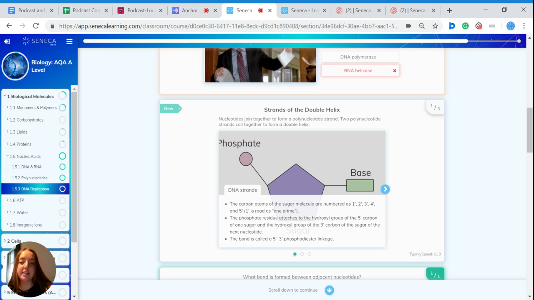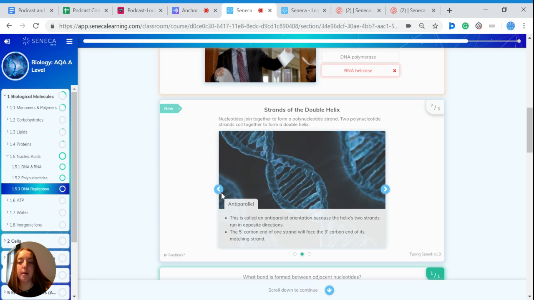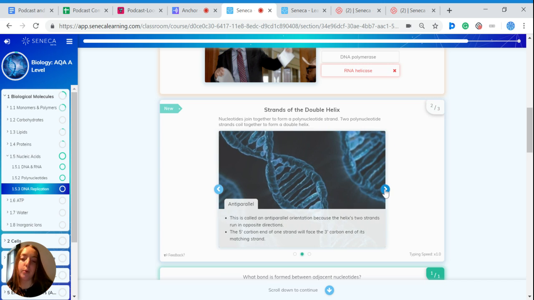The phosphate residue attaches to the hydroxyl group of the 5' carbon of one sugar and the hydroxyl group of the 3' carbon of the sugar of the next nucleotide. The bond is called a 5' to 3' linkage, a phosphodiester linkage, because it's a phosphodiester bond.